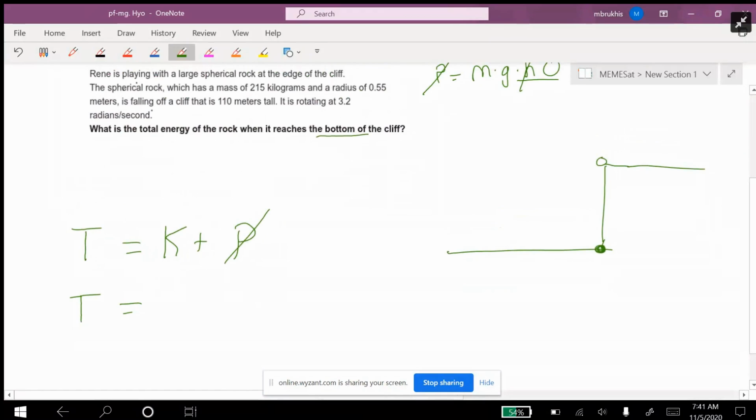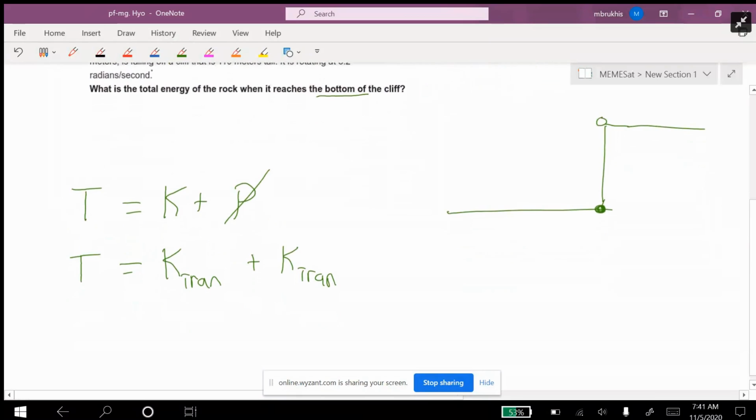Well, there's two forms of kinetic energy. One is the translational kinetic energy, the energy that the rock has by virtue of moving up and down, and the other one is the rotational kinetic energy, the movement energy due to the fact that the rock is rotating. They each have their own formulas for calculating this. So let's start with the translational energy.